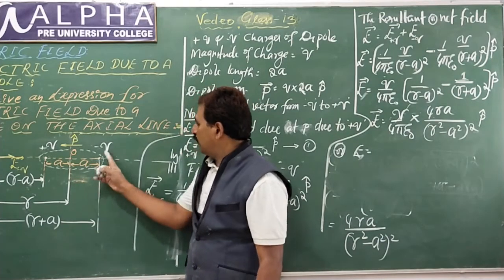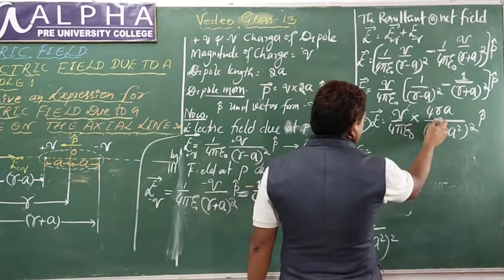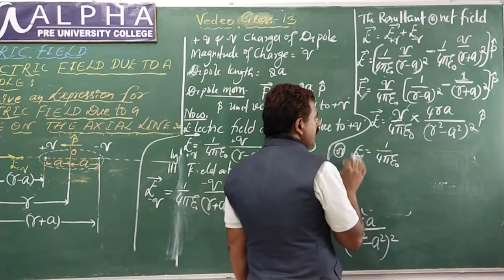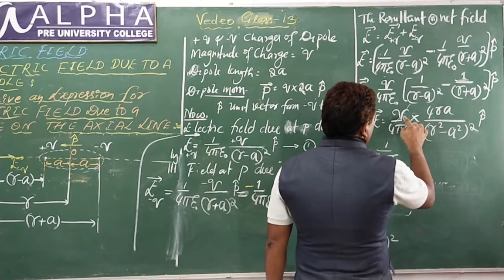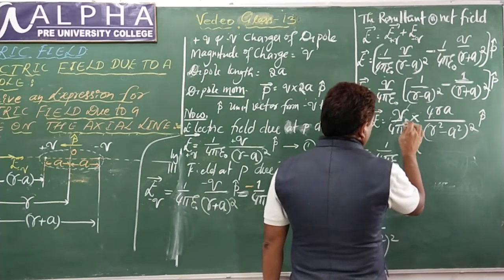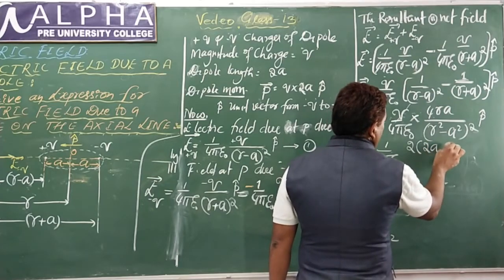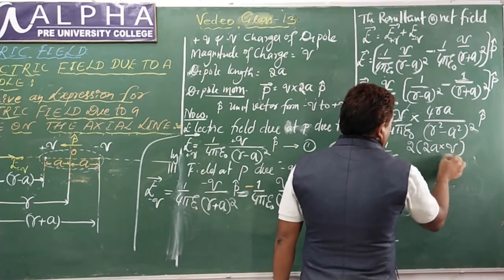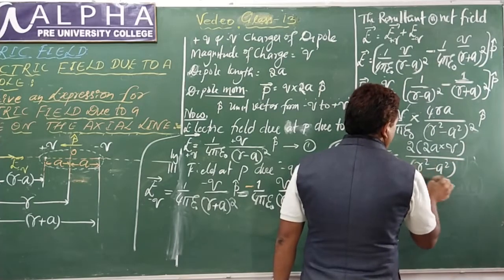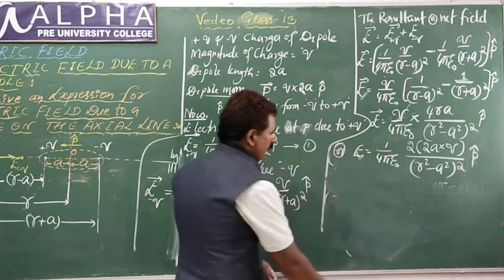Dipole moment is also towards your left, so you are getting a positive sign. I'll rearrange a little bit: 1 over 4 pi epsilon 0 into, now I'll take 2 outside, then I take q inside: 2a into q divided by (r square minus a square) whole square, in the P cap direction.